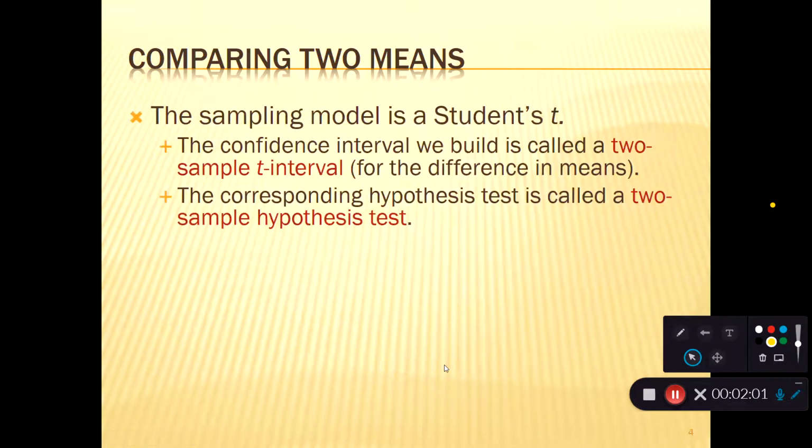So once I have that, then the distribution will follow a t-interval, same as what we were looking at last time, except this is the difference of two means instead of a single mean. But it's a two-sample t-interval, and we'll run a hypothesis test called the two-sample hypothesis test. It's a student's t-test again.